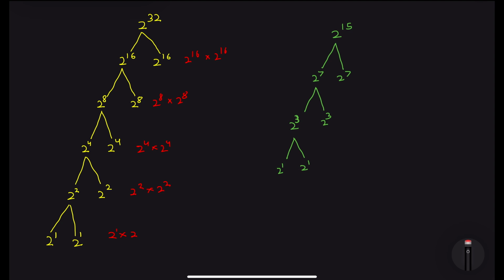Now in the combined part, we need to be careful. Whenever the value of n is odd in the parent node, then we have to multiply an extra value of a. We have to find 2 raised to the power 15. So when we are multiplying 2 raised to the power 7 into 2 raised to the power 7, we will also multiply an extra 2. So 7 plus 7 plus 1 becomes 15. So we will get the value 2 raised to the power 15.